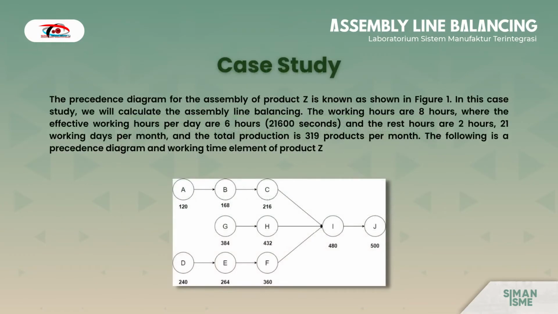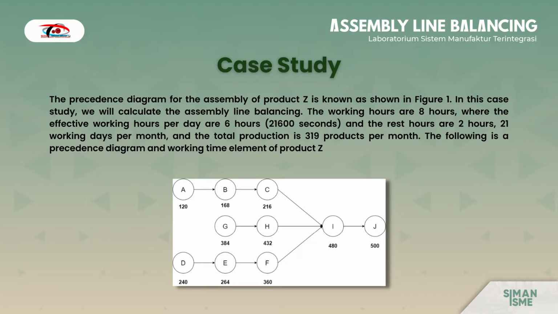Okay, the next outline is the case study of the ranked positional weight method or RPW. For the case study, the precedence diagram for the assembly of product Z is known, as shown in the figure below. In this case study, we will calculate the assembly line balancing.